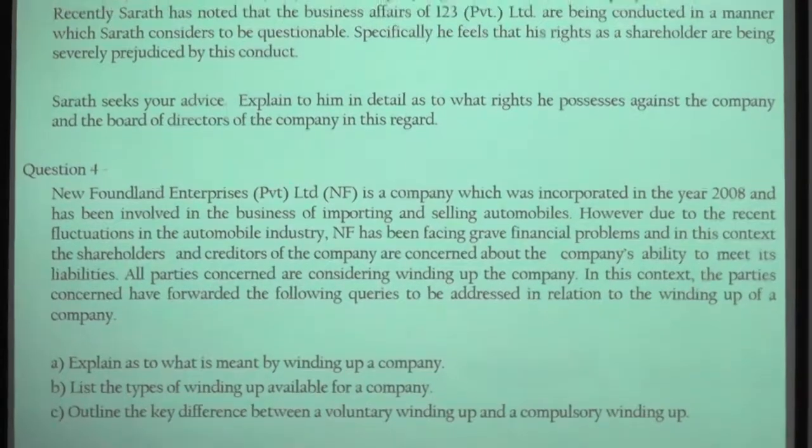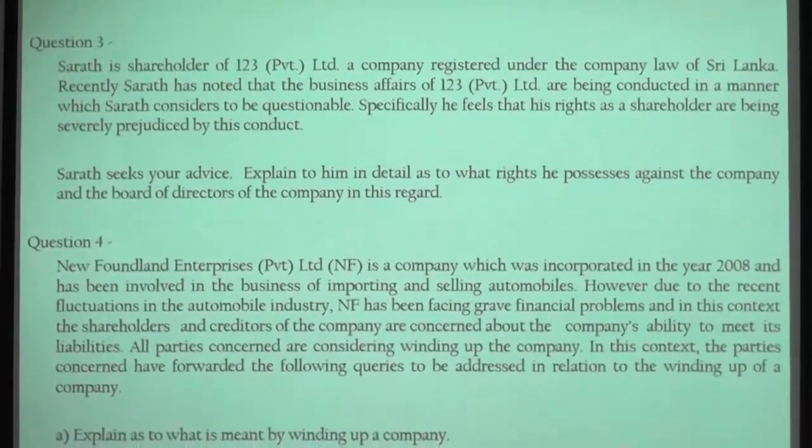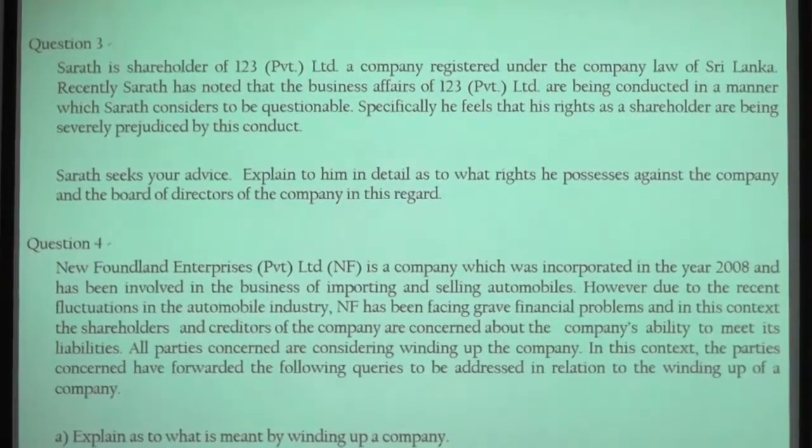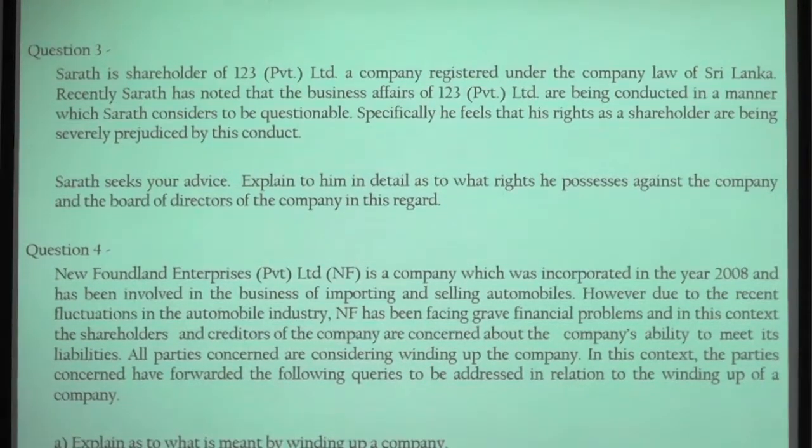In question 3, Sarath is a shareholder of 123 Private Limited, a company registered under the company law of Sri Lanka. Recently, Sarath has noted that the business affairs of 123 Private Limited are being conducted in a manner which Sarath considered to be questionable. Specifically, he feels that his rights as a shareholder are being severely prejudiced by this conduct. Sarath seeks your advice. Explain in detail as to what rights he possesses against the company and the board of directors of the company in this regard.